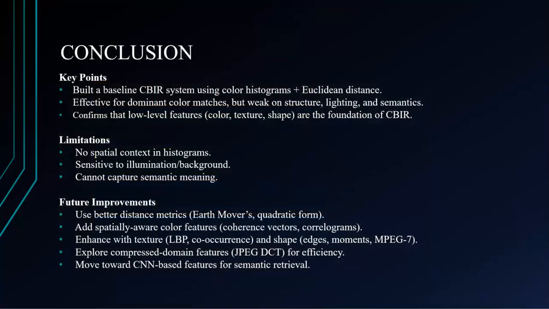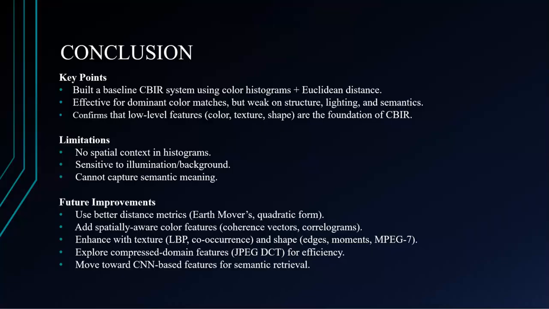Here's what we have learned. We successfully built a baseline CBIR system using color histogram and Euclidean distance. It's fast, easy to interpret, and effective for color-driven queries, but it's also limited. It ignores spatial layout, it's sensitive to lighting changes, and it can't capture semantics like objects or context.